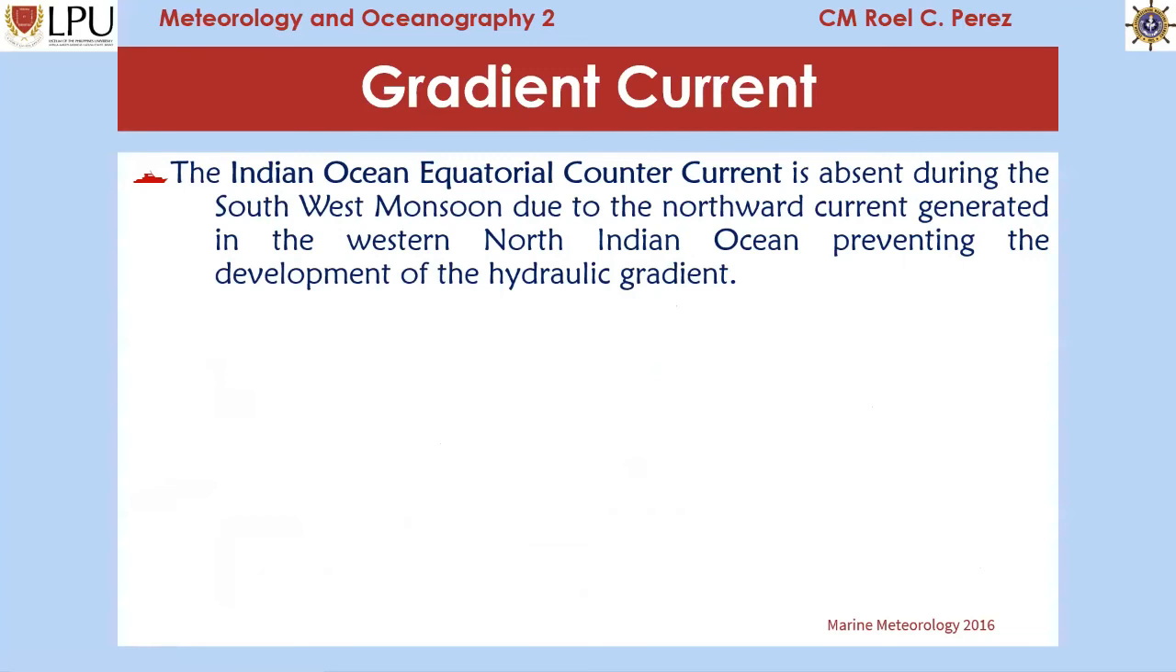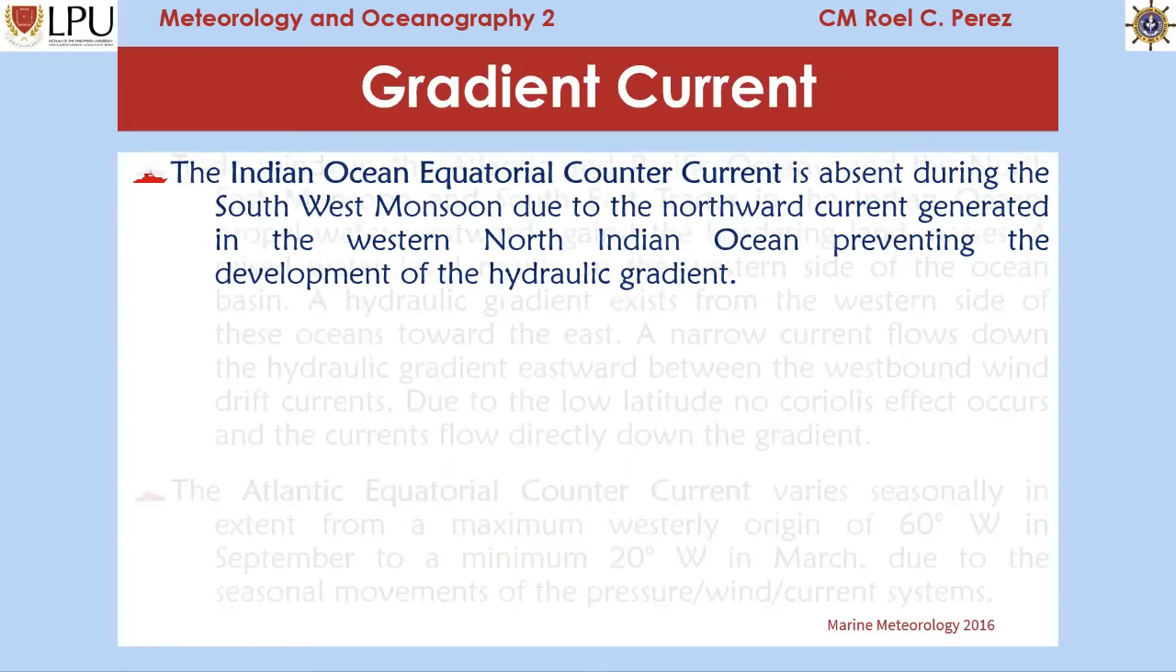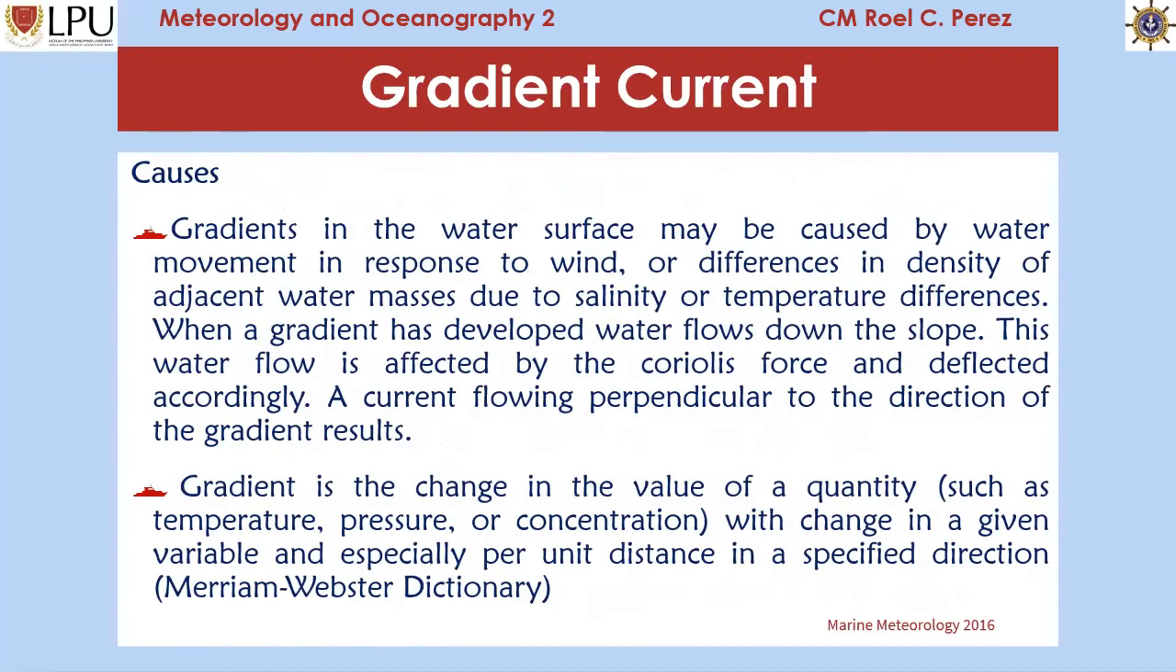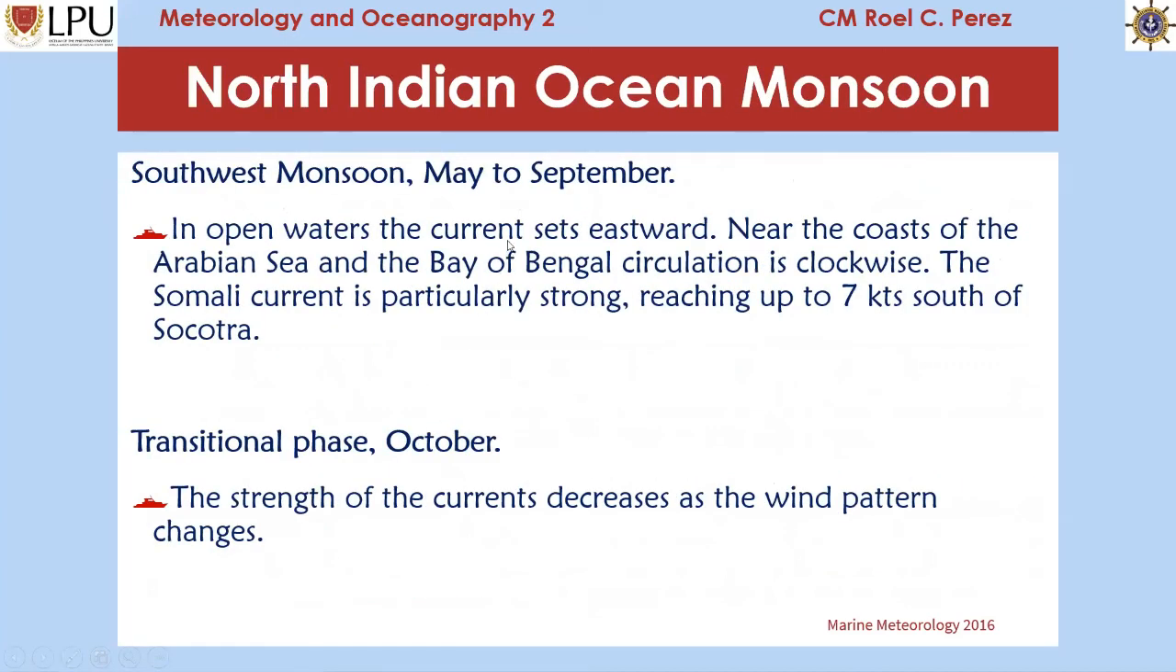And the Indian Ocean equatorial current is absent during the southwest monsoon due to the northward current generated in the western North Indian Ocean preventing the development of the hydraulic gradient. So the southwest monsoon is from May to September.